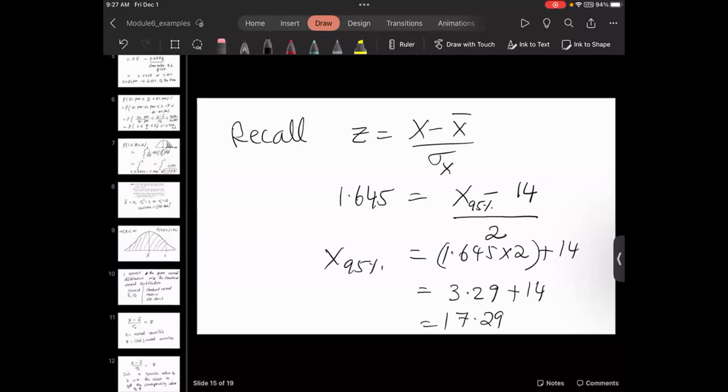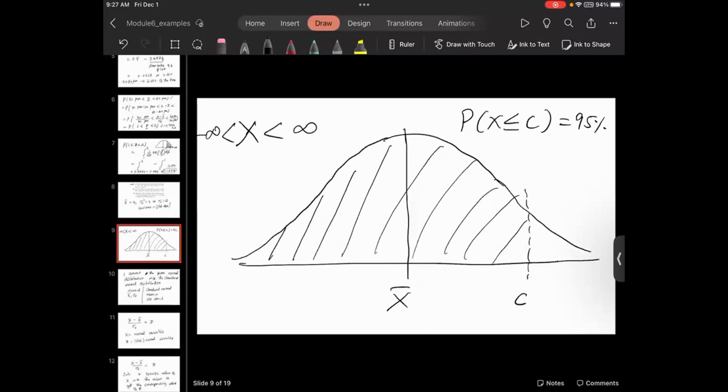So when X is 17.29, that value encompasses 95% of the probability of X assuming values all the way from minus infinity to 17.29.